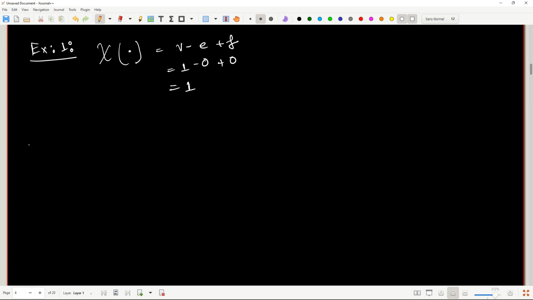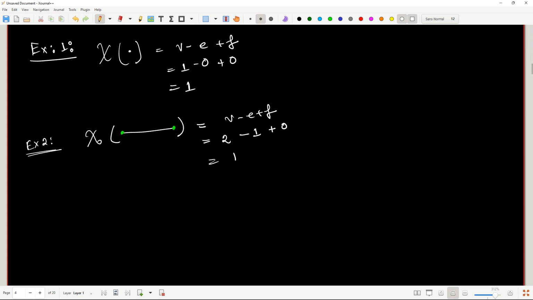Done. Then let's try to compute the Euler characteristic of a line. In this line there is one edge and two vertices. So let's say this is our vertices and this is our edge. Again, using this formula, you see that you have two vertices, you have one edge, and you have 0 face, right? So again, this is 1.